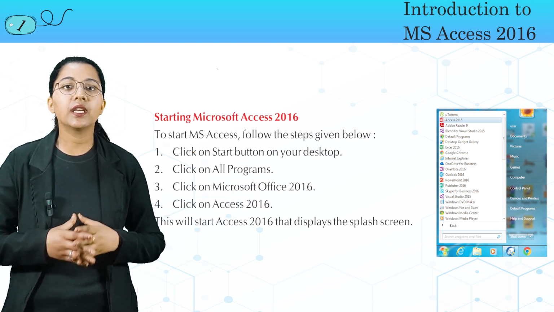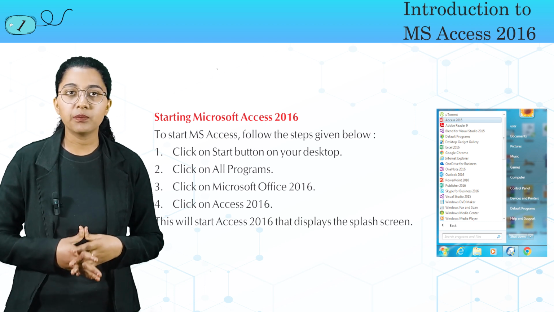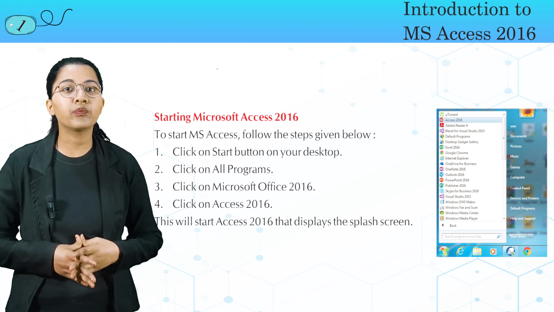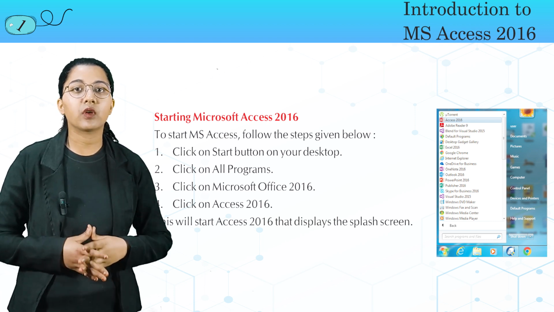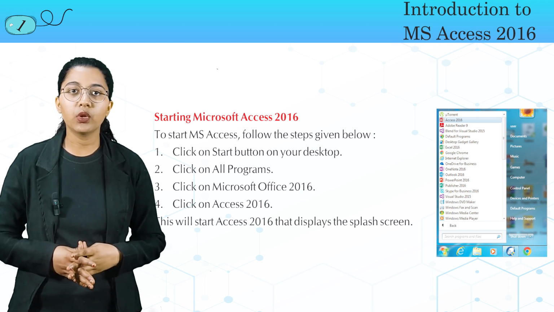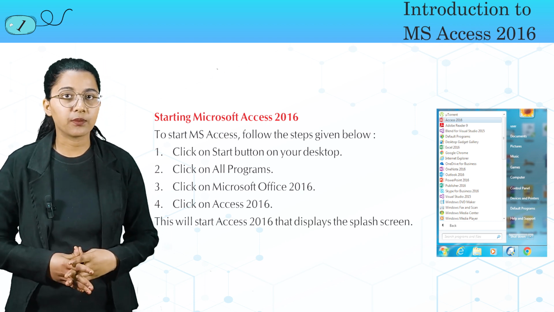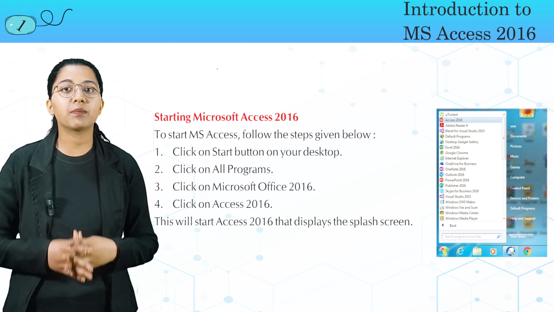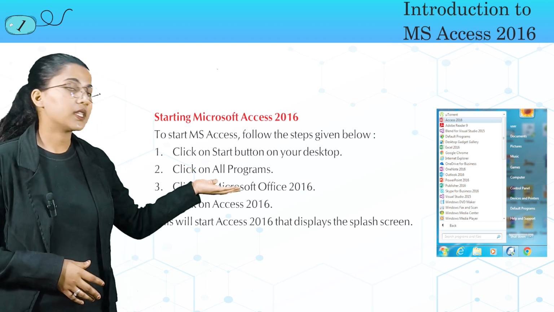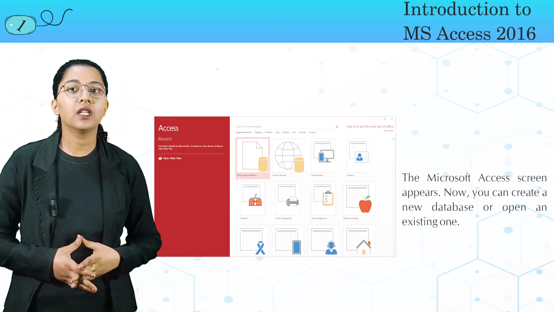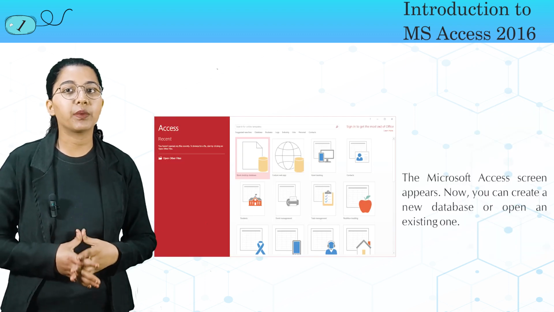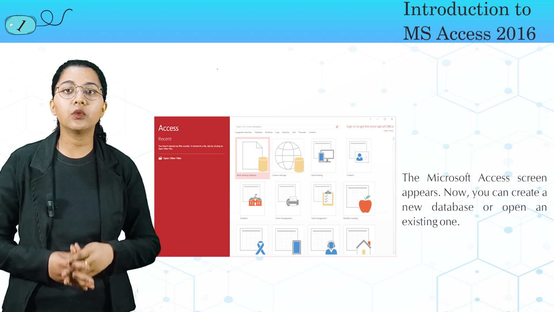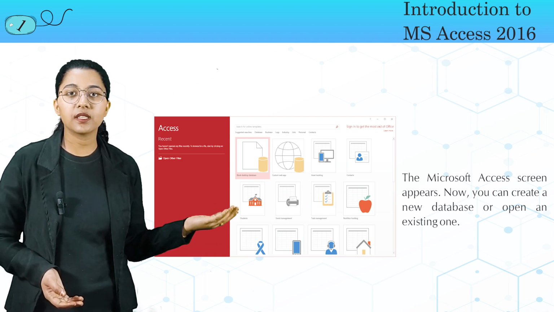First is click on the Start button on your desktop. Second, click on All Programs. Third, click on Microsoft Office 2016. Fourth, click on Access 2016. This will start Access 2016 that displays the splash screen. Here you can see the picture along with the steps. The Microsoft Access screen appears now. You can create a new database or open an existing one.